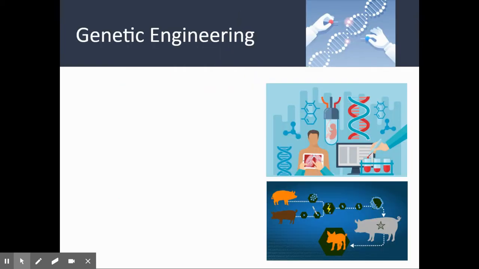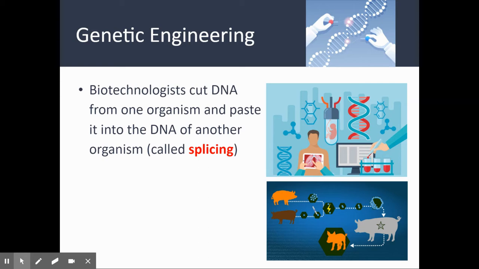So genetic engineering, what is it? Genetic engineering is essentially when we take DNA from one organism and we splice it together, or cut and then put it together, with another organism. When we do this, we refer to it as splicing. And when we are able to splice two things together, it changes the overall genetic components of your DNA, and you express different genes.